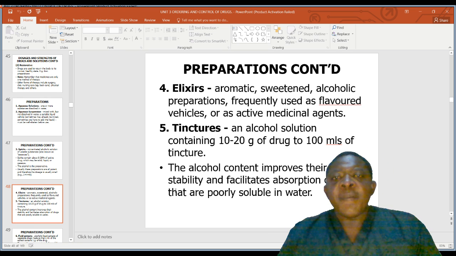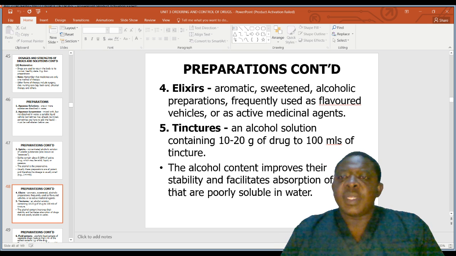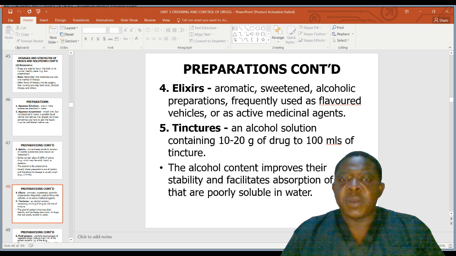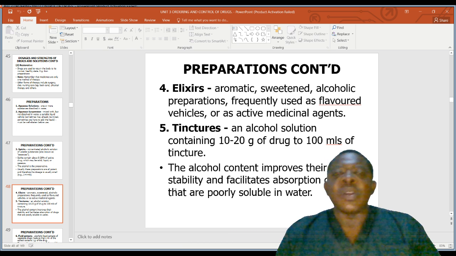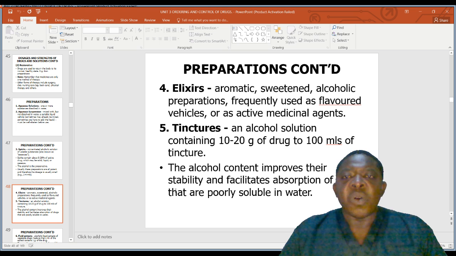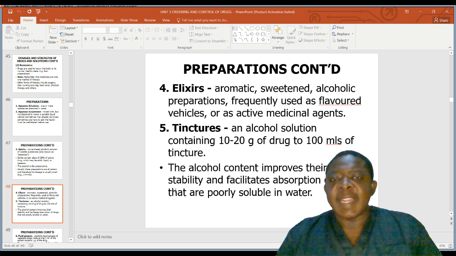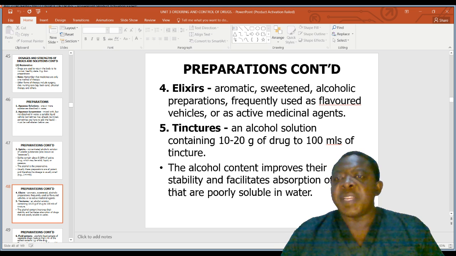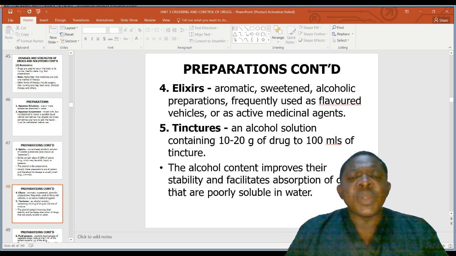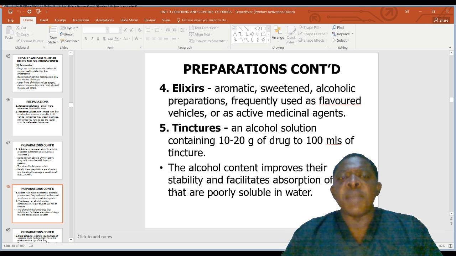Okay, then elixirs. These are aromatic, sweetened alcoholic preparations frequently used as flavored vehicles or as active medicinal agents. So when I'm talking of an elixir, it's an alcohol-based, aromatic, sweetened preparation, with a bit of flavor, as a vehicle for the active medicine.